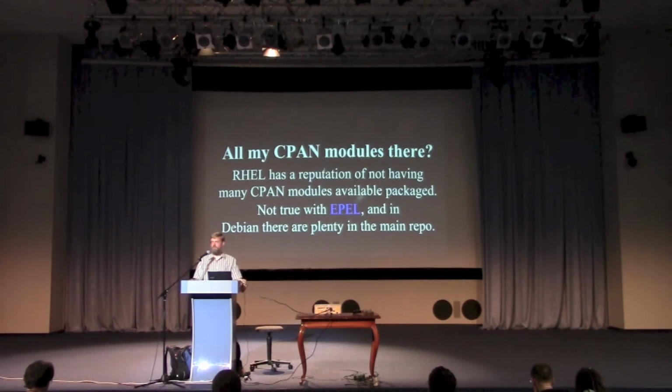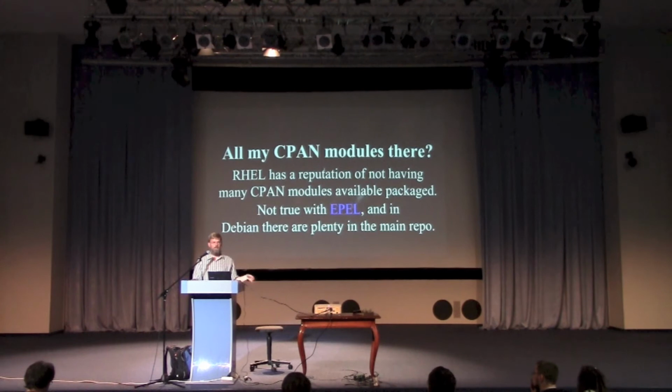So far so good, this is all great, but the biggest reason that people don't do what I've just described as a general rule is some CPAN module they need isn't there. In fact, the reputation that Red Hat Enterprise Linux and earlier Red Hat Linux had of not having very many CPAN modules isn't really deserved anymore. There's EPEL, which is a Fedora repository that stands for Extra Packages for Enterprise Linux, and it has a lot of CPAN modules prepackaged, and a lot of other useful things as well.